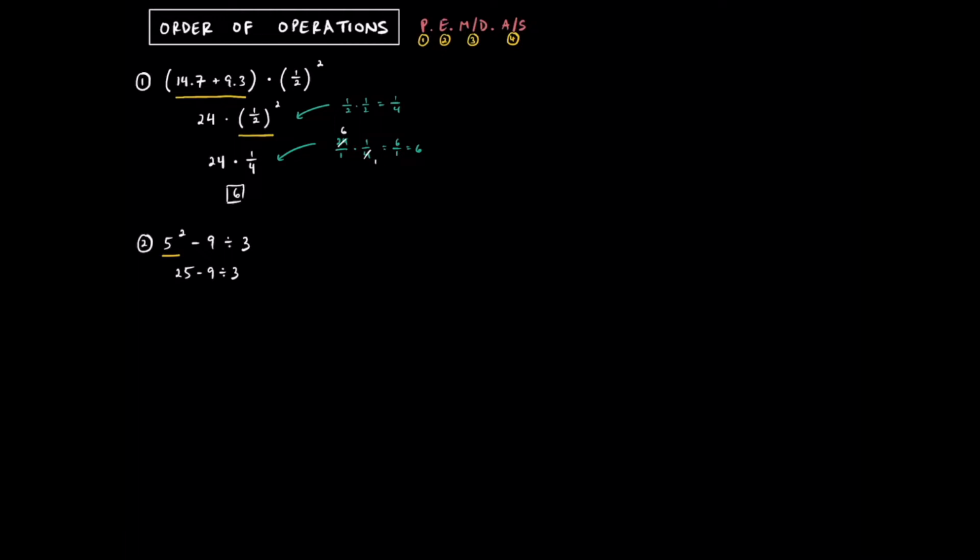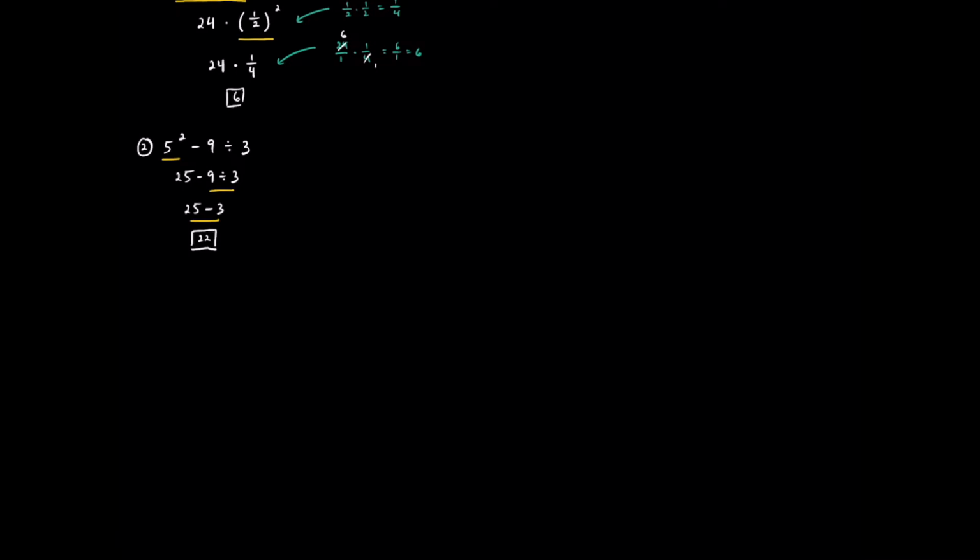And then we should divide next, I think, right? Division's more important, so it's 25 minus 9 divided by 3 is 3. And then finally, 25 minus 3 is equal to 22. So that would be the value of this expression. Okay, let's try another one.